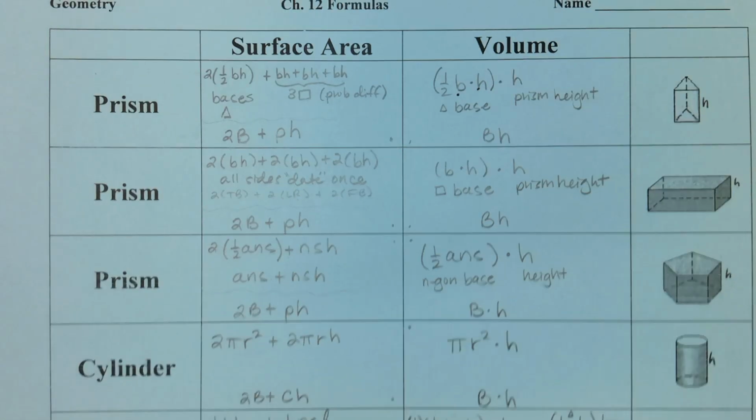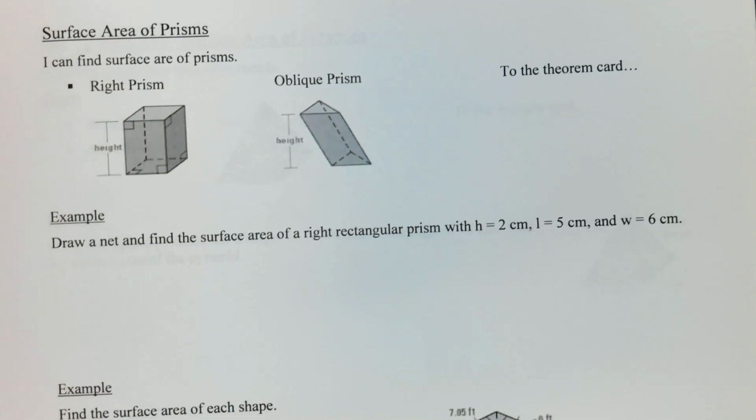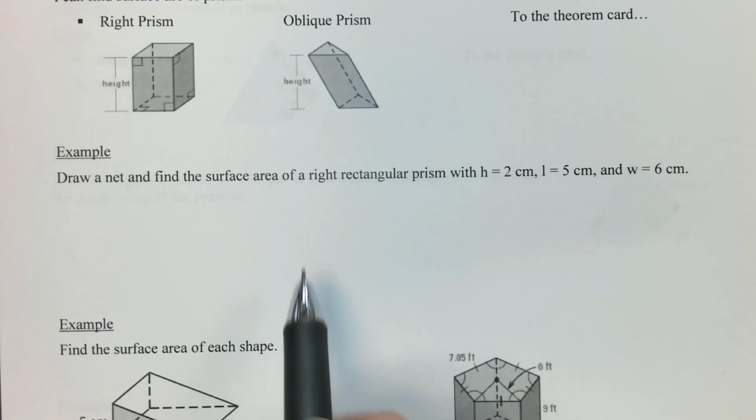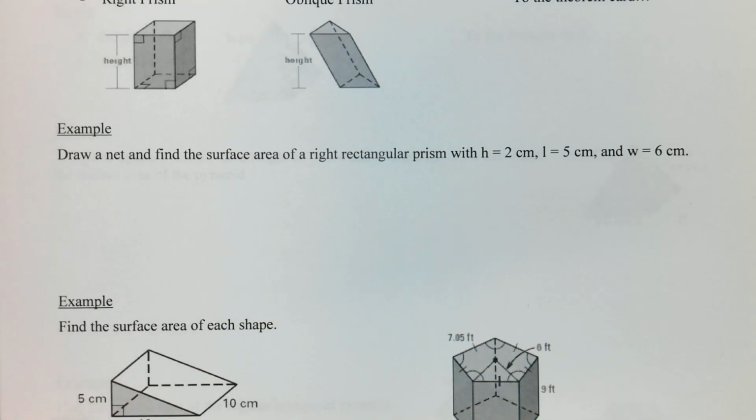So let's go try a couple. The first one says, draw a net and find the surface area of a right rectangular prism. So I'm going to first draw a picture of that. We're going to look at the net of this picture.